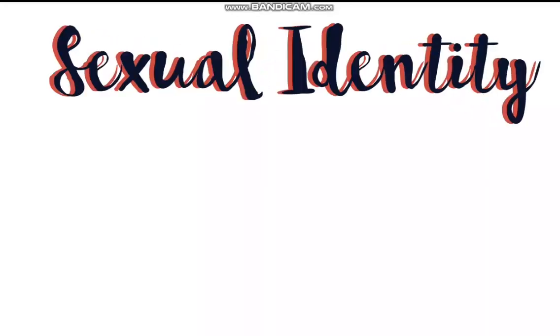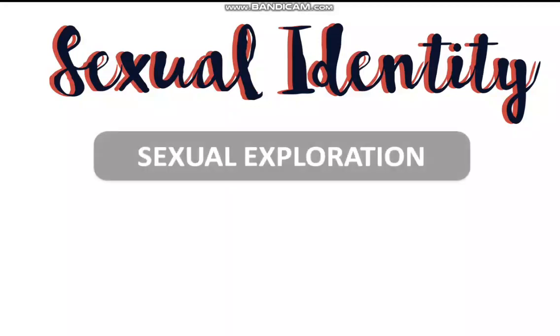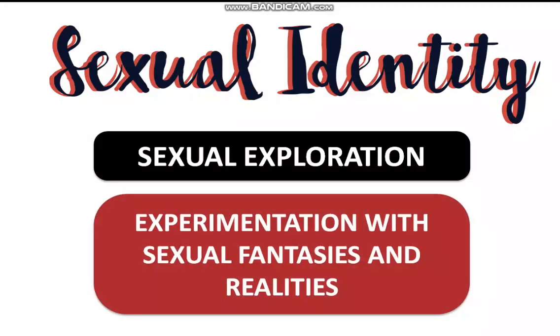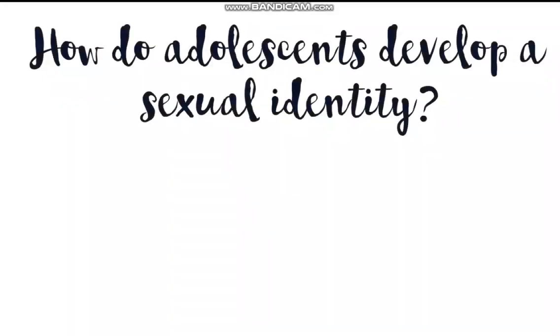An adolescent's sexual identity involves sexual orientation, activities, interests, and styles of behavior. Adolescence is a time of sexual exploration and experimentation with sexual fantasies and realities of incorporating sexuality with one's identity. In terms of sexual identity, adolescence is the period when most gay, lesbian, and transgender people begin to recognize and make sense of their feelings.